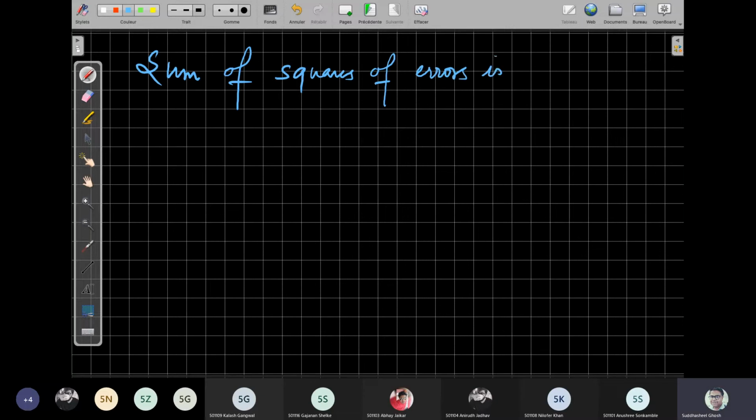Now this is the part here. That is why it is called the least squares, because the sum of squares of errors is minimum. Okay, so this is what least squares means. So now, if you recall your calculus, whenever I had to do maxima and minima, what did we do? Do you remember?